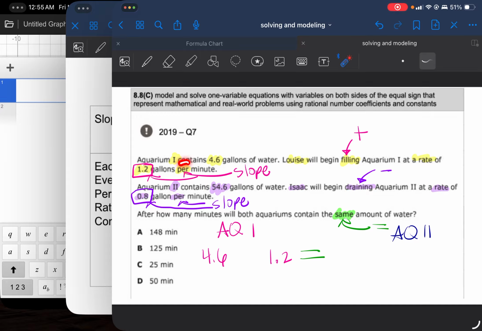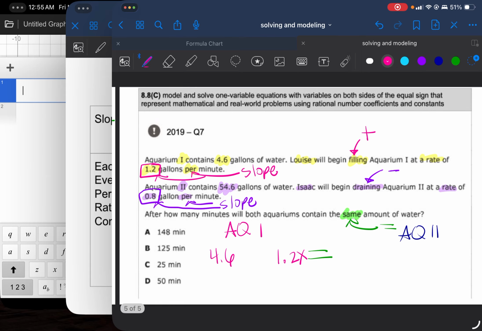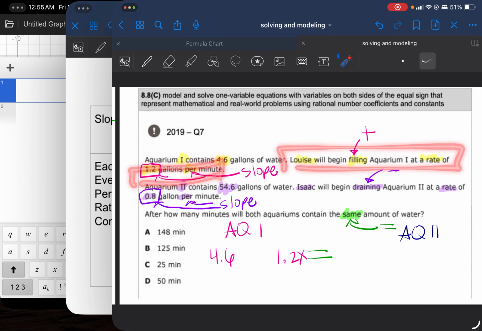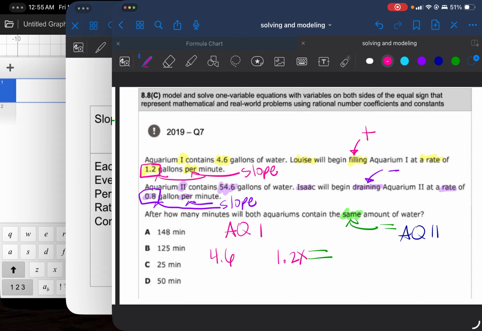My slope we already identified with our word per, meaning it's 1.2. So 1.2 has an x. And in that same sentence, we find our word filling, which we know is plus, making that plus sign come with 1.2. So our Aquarium 1 equation is 4.6 plus 1.2x.